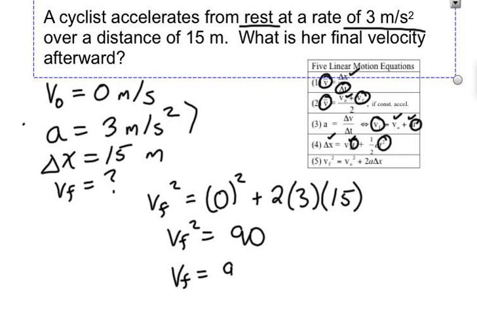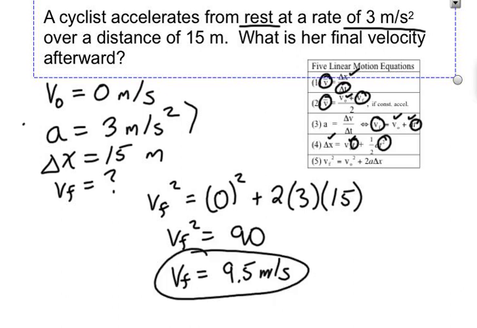I get about 9.5. And this should be in meters per second because the v naught was in meters per second and all the units worked out. So that should be my final answer, 9.5 meters per second.